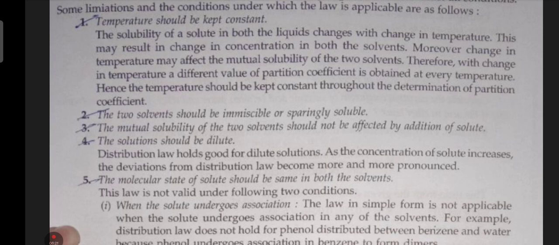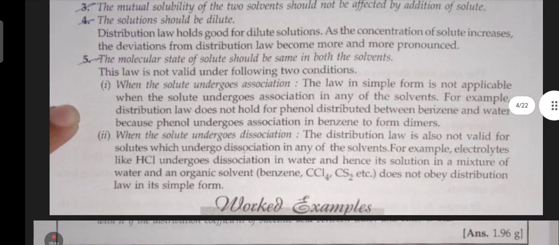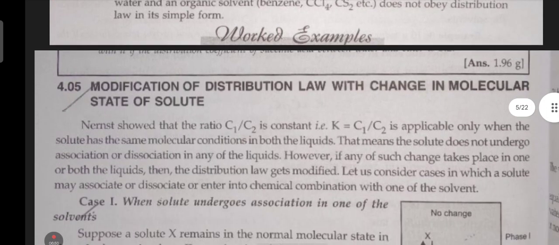And the fourth one, the solution should be dilute. Distribution law holds good for dilute solutions. As the concentration of solute increases, the deviation from distribution law becomes more and more pronounced. The molecular state of solute should be the same in both of the solvents. This law is not valid under the following two conditions: when the solute undergoes association and when the solute undergoes dissociation.